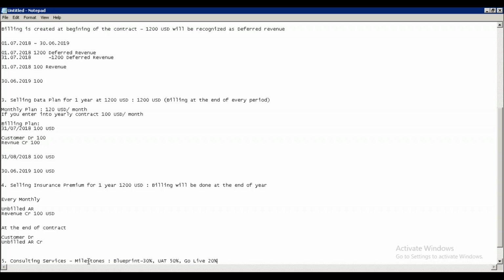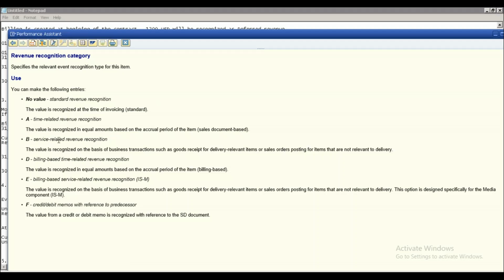So this is not based on period. This is not based on saying this will be done in the first month or in the 6th month or whatever it is, right? This will be done only when you complete this particular task. So the revenue will be based on how many milestones you have completed, or how much percentage of service you completed. So that is this one. You will be using B in case of milestone based billing or percentage of completion billing.